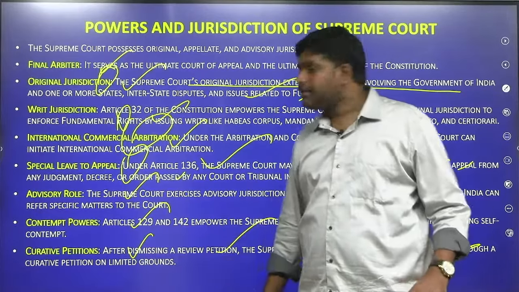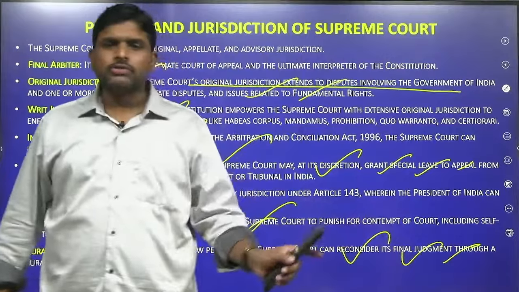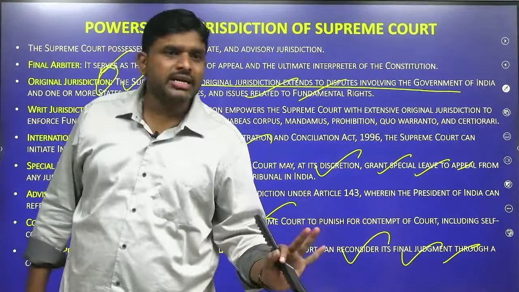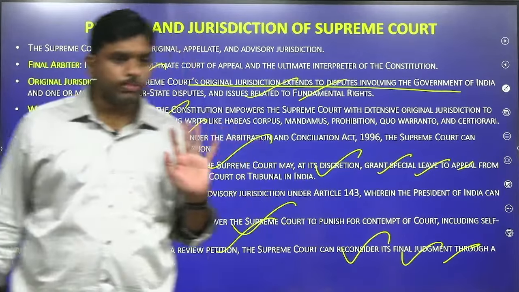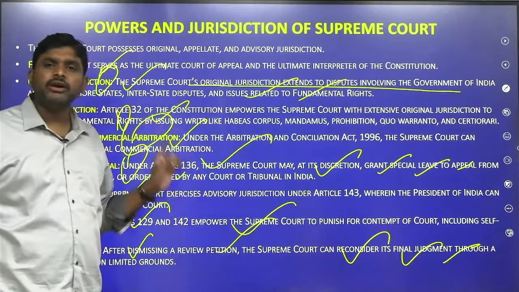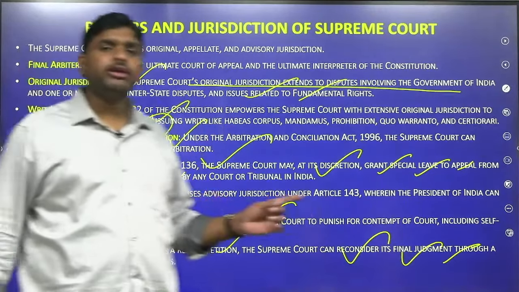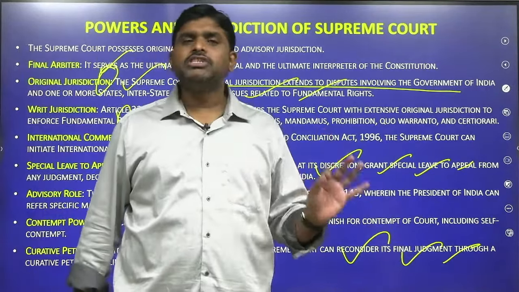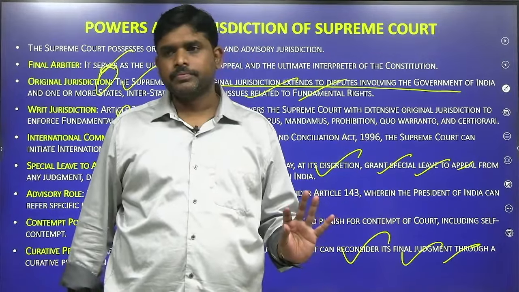Contempt powers. Contempt powers are vested in the Supreme Court of India as well as the High Court. However, the Supreme Court also has contempt powers. So these are the powers of the Supreme Court. Why is the Supreme Court important? 175 years of the Supreme Court. Before the Supreme Court, it was called what? Federal Court. Which day? January 28th, 1950.